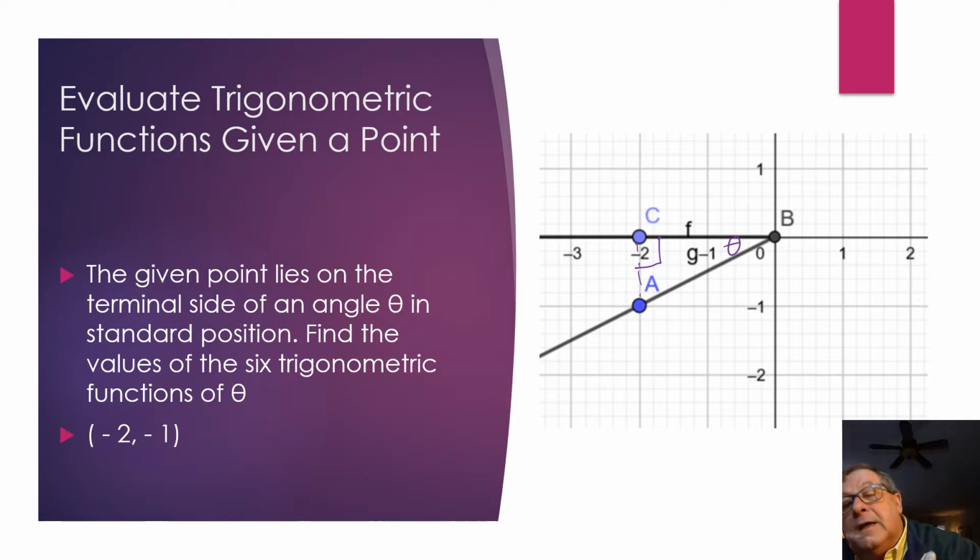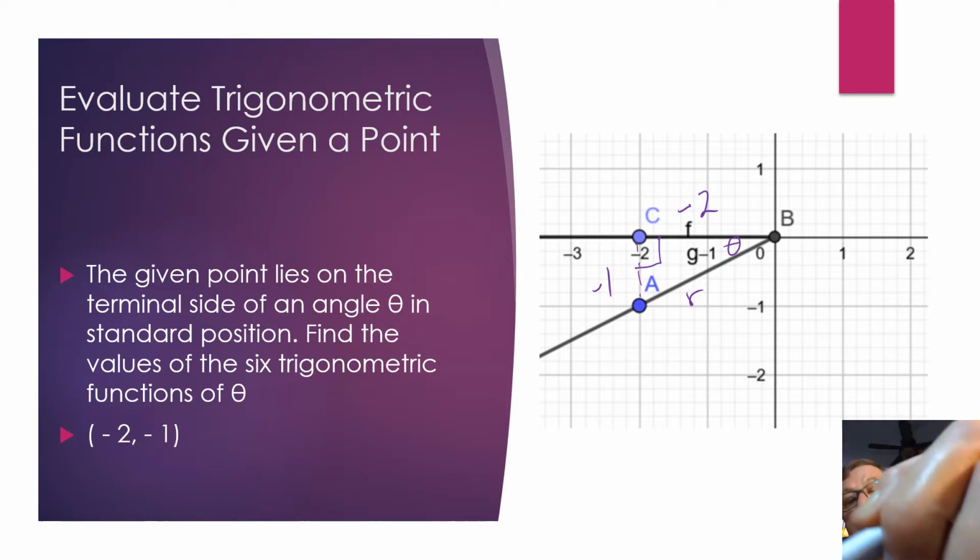And I'm going to need to find r, the value of that radius. My adjacent side to theta is the x-coordinate, -2, and my opposite side is equal to the y-coordinate, -1. Let's go ahead and find the value of our radius, and then we'll begin with our 6 trig functions.